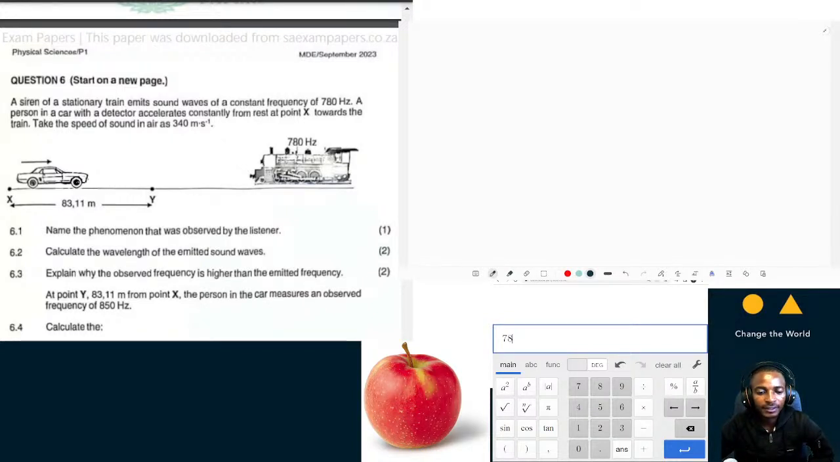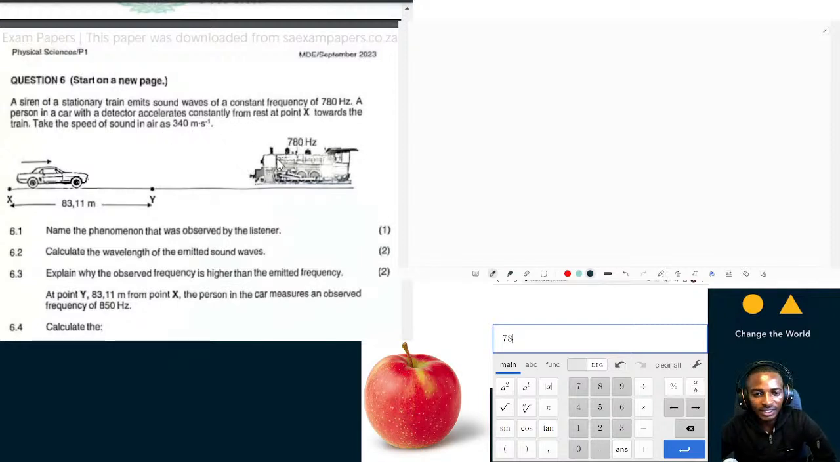So in this scenario, we have a siren on a stationary train, which emits sound waves of a constant frequency of 780 hertz. Then a person in a car with a detector accelerates constantly from rest at point X towards the train. Take the speed of sound in air as 340.